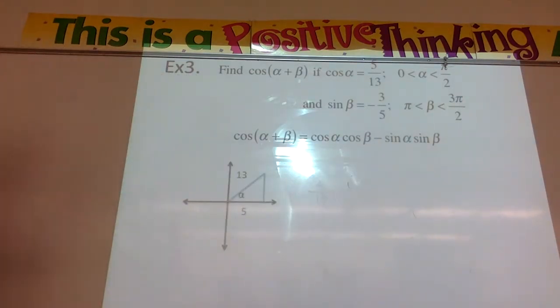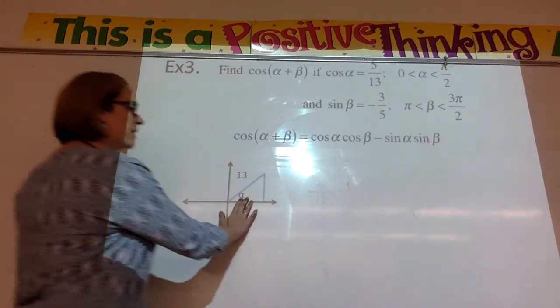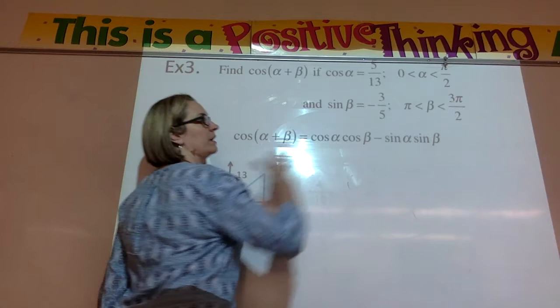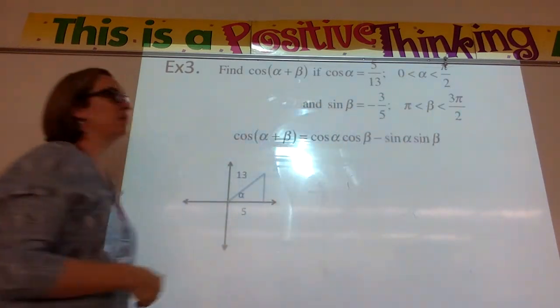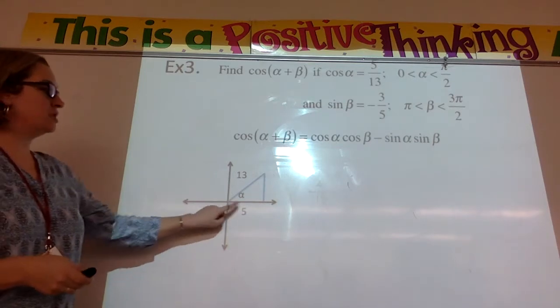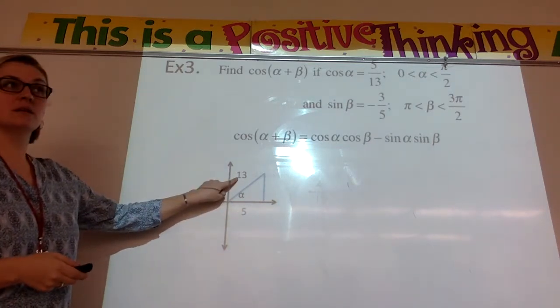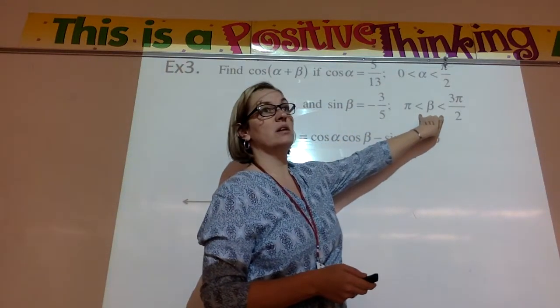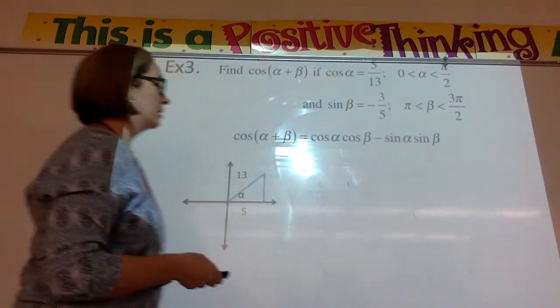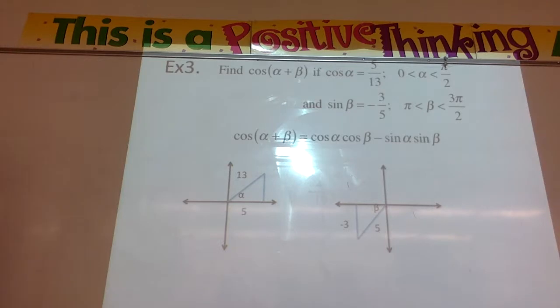I then set up a reference triangle in quadrant 1. Well, why did you know to put it there, Mrs. Gomer? Okay, Mrs. Gomer will answer. Because right here, 0 to pi over 2 means quadrant 1. We've done these before. Cosine is adjacent over hypotenuse. In my second triangle, I'm going to draw this in quadrant 3. My sine, which is opposite over hypotenuse, is there.